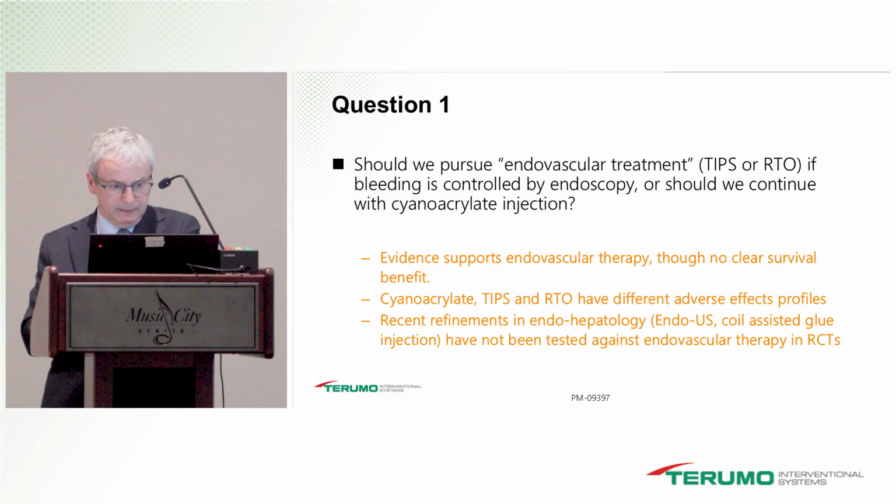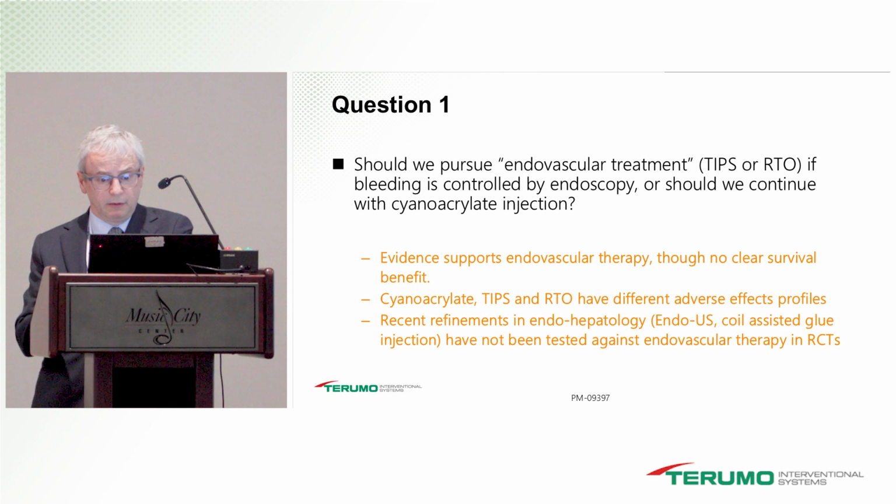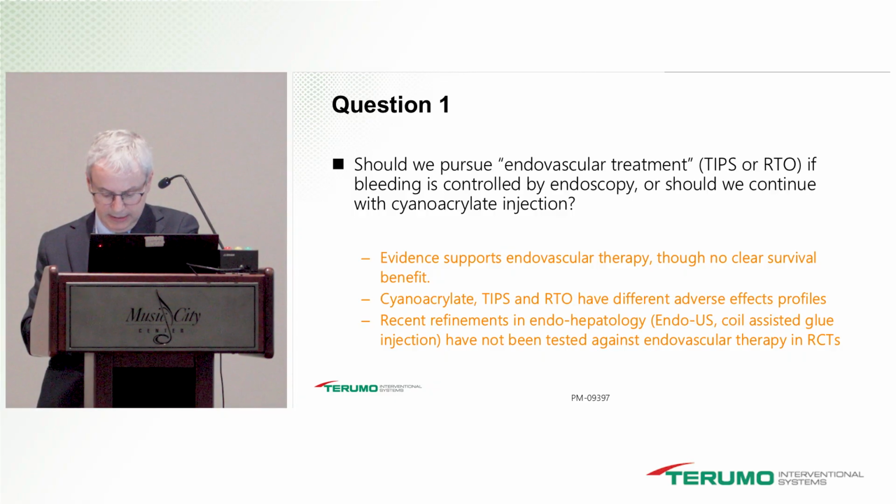But the fact that you have less rebleeding is an endpoint relevant enough to choose between two therapies. Cyanoacrylate, TIPS, and RTO have very different adverse effect profiles, so you can think about that when you offer this treatment to the patients. And it's true that cyanoacrylate injection has evolved, and there are recent refinements in endohepatology with endo-US and coil-assisted glue injection, and these have not been tested against endovascular therapy in randomized trials.